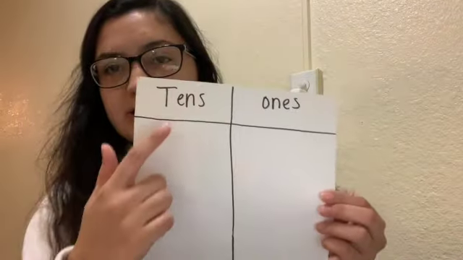After that, I would have class sets of the base 10 blocks, the little blocks, just so they can visualize it. I would pass one out to each kid, as well as a ones and tens chart, which would basically just look like this, the tens column and the ones column.